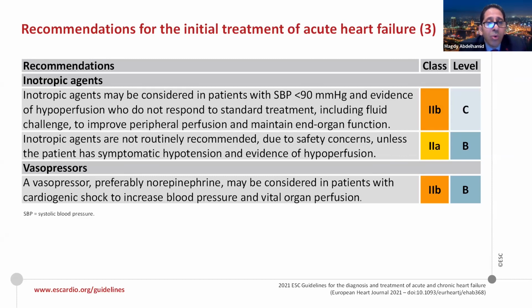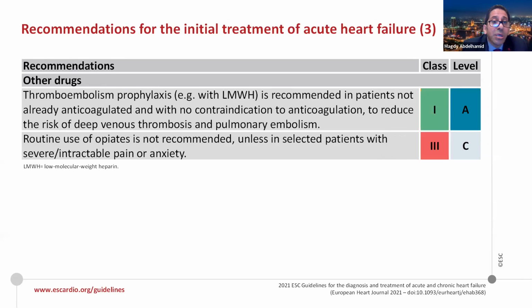Inotropic agents, class 2B, in patients having hypoperfusion due to a low systolic blood pressure less than 90, who do not respond to standard treatment, including fluid challenge, to improve peripheral perfusion and to maintain end-organ function. Inotropic agents are not routinely recommended. Why? We know the bad effects of using inotropes regarding increased myocardial oxygen consumption and the arrhythmogenic effect of these drugs. So don't use them unless the patients have evidence of hypoperfusion. Vasopressors, preferably norepinephrine, may be considered in patients with cardiogenic shock to increase blood pressure and vital organ perfusion, which is a class 2B recommendation.